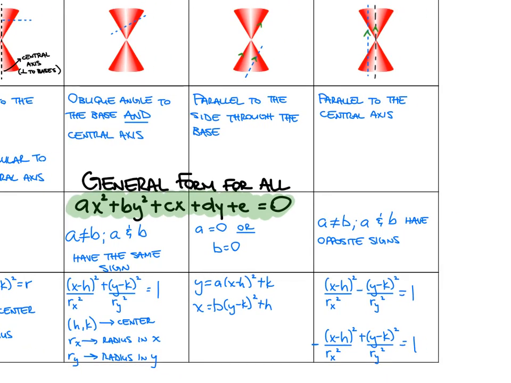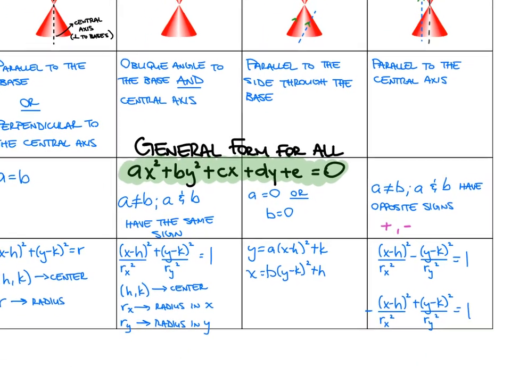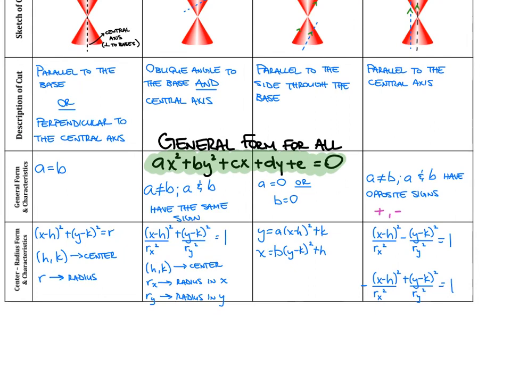Last one, which is similar to an ellipse. If my A does not equal B and my A and B have opposite signs, so that's saying one is positive and one is negative, it doesn't matter if it's A or B, then we know we have a hyperbola. And you can see down here this a little bit in action with the center radius form, especially on your ellipse and hyperbola.